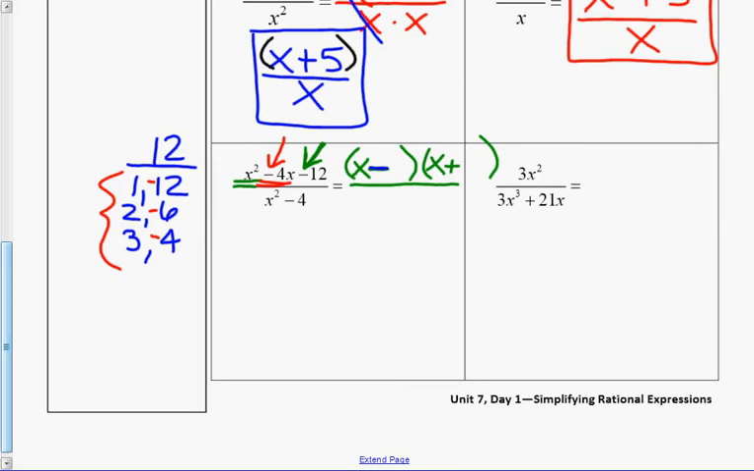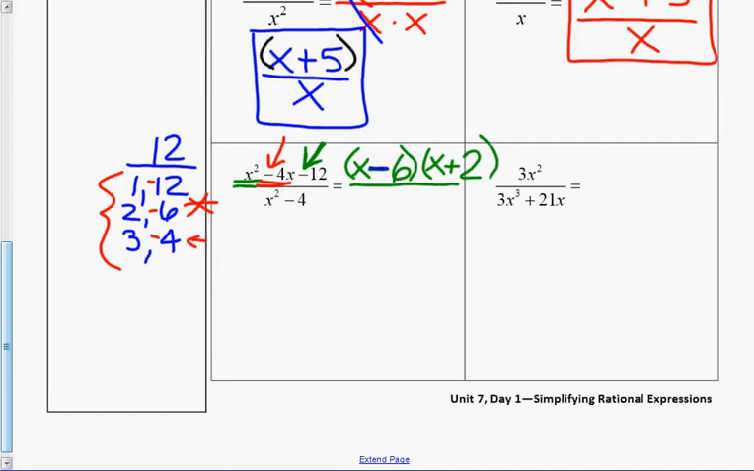So I look at 1 plus negative 12, that's negative 11. 2 plus negative 6, that's negative 4, that works. But just check this to be sure. 3 plus negative 4 is negative 1. So our numbers that go in these factors should be 6 and 2. Okay, so we just factored the numerator.